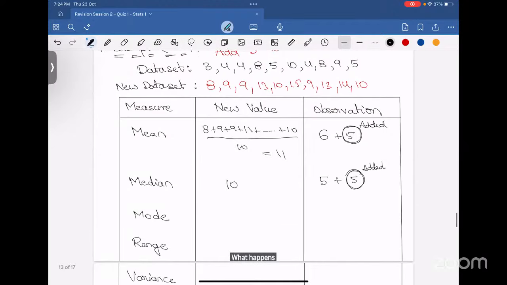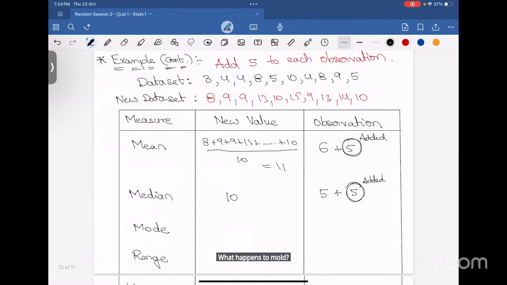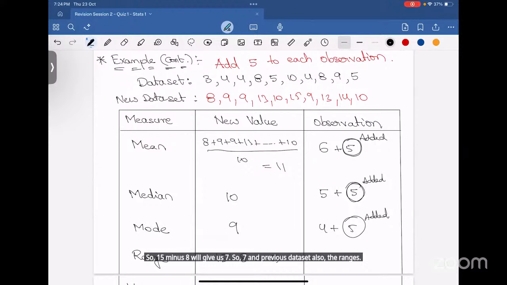What happens to the mode? You can clearly see the mode is 9. Earlier the mode was 4, so again it is increased by 5 units. And what will be the range? The least value is 8 and the maximum value is 15, so 15 minus 8 gives us 7. In the previous data set also the range is 7. There will not be any change with respect to range.